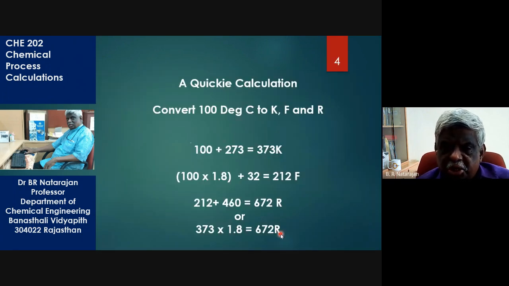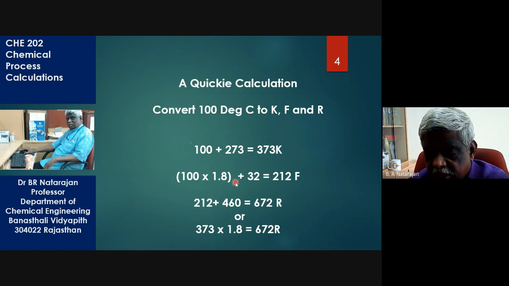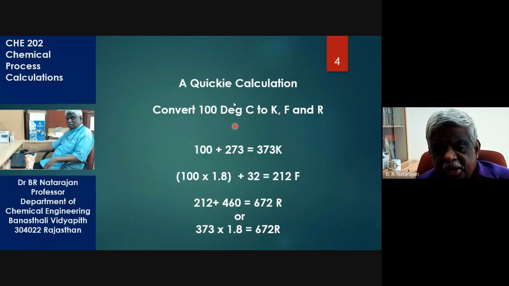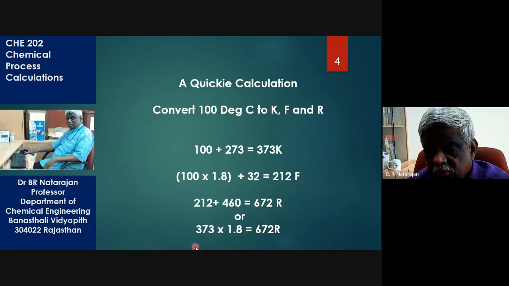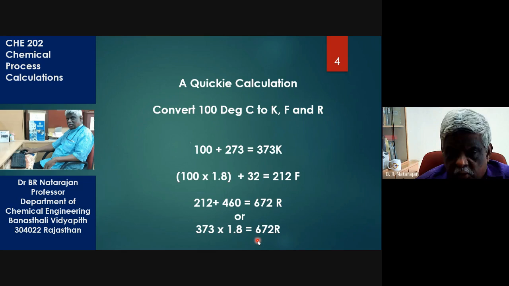A quick calculation: convert 100 degrees centigrade to Kelvin, Fahrenheit and Rankine. Centigrade to Kelvin is 273 plus 100, that is 373. Centigrade to Fahrenheit is centigrade times 1.8 plus 32, that's 212. Then Fahrenheit to Rankine is Fahrenheit plus 460, so 460 plus 212 is 672 R. Or 373 Kelvin times 1.8 can also give you the R value, either way.